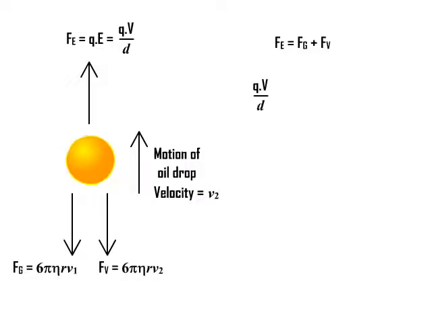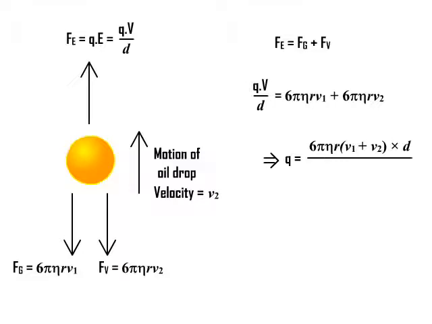Therefore Q into V by D equals 6 pi eta r v1 plus 6 pi eta r v2, which implies Q equals 6 pi eta r (v1 plus v2) into D divided by V. So in either case Q can be calculated. The charge on different oil drops was calculated.